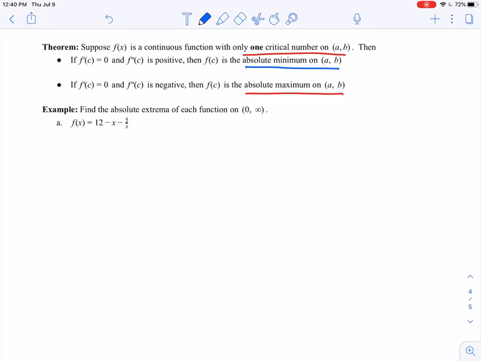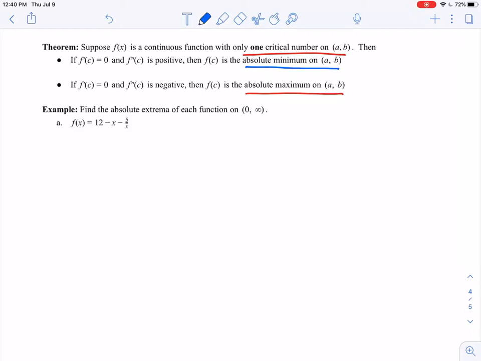We're going to find the absolute extrema of each function on the open interval 0 to infinity. So when we say 0 to infinity, that is an open interval. Or even if we had said negative infinity to positive infinity, that is also an open interval. So we're talking about open intervals here. And the first function we'll work with is 12 minus x minus 5 over x.